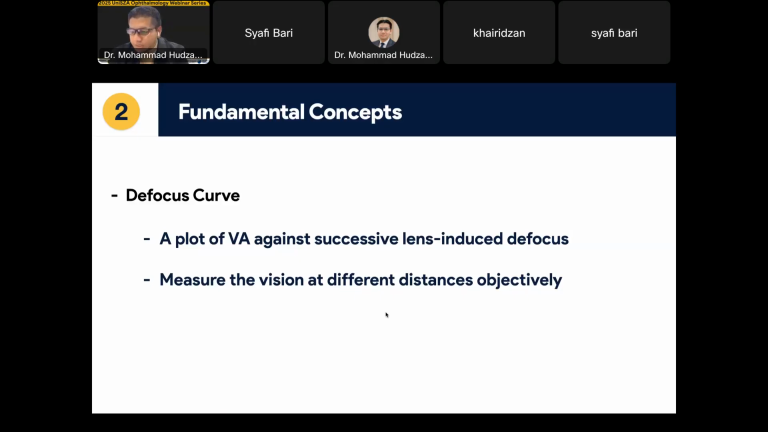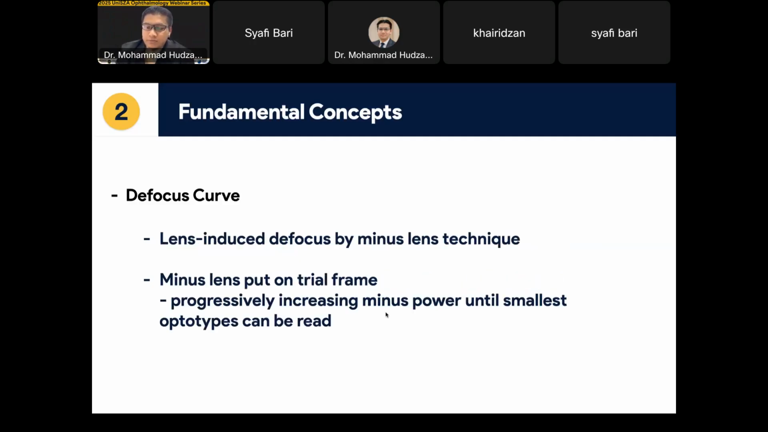I will explain later. Maybe in the beginning you will think that it is a bit difficult, but bear with me. Everything will be easy after we explain everything. This plot of visual acuity is measured when we put in the minus lens, or we induce the defocus in the patient, so that we can measure the visual acuity at different distances objectively.